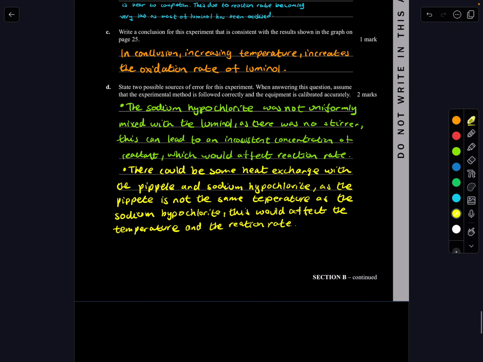I think the first one makes sense. I genuinely think, yep, not stirring it up properly. But the last one, where we're talking about the heat exchange, I've just been trying to look at the smallest detail, because there isn't a lot of errors that I saw in this experiment.